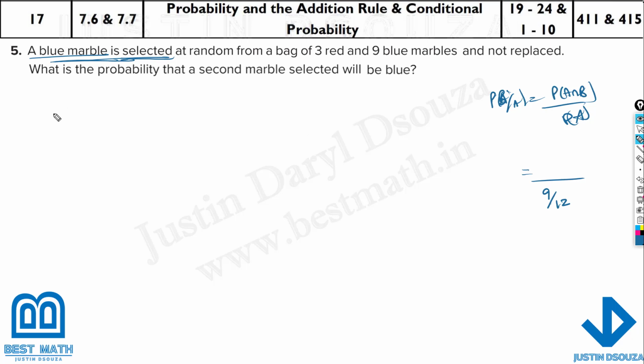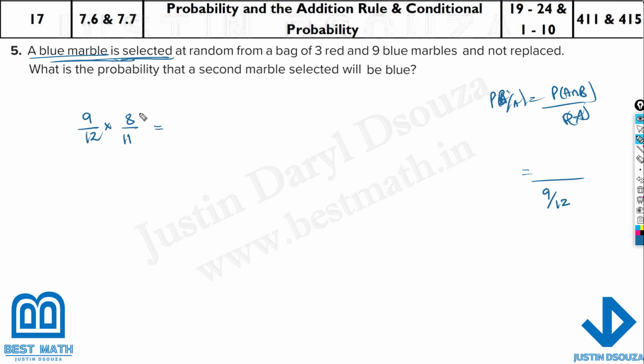But what is probability of A and B? A and B means probability of having a blue marble, 9 by 12, and again the next one will be blue. What is the condition of the second one being blue? Here, out of 9, 1 is gone, it will be 8, and out of 12, 1 is gone, it will be 11. Why? Because it's not replaced. You took one marble from here, out of 9, 1 is gone. 8 are remaining. Even out of the total, there are 3 red, yes. But now, instead of 9, there are only 8 blue marbles. So this is the condition.